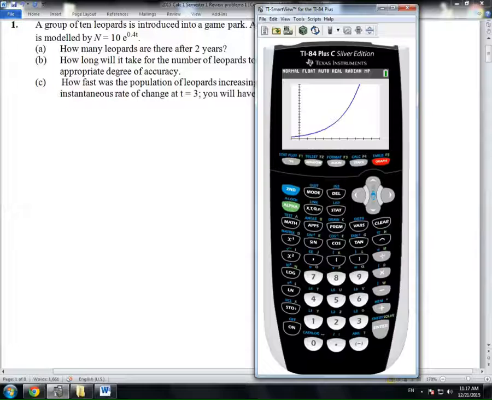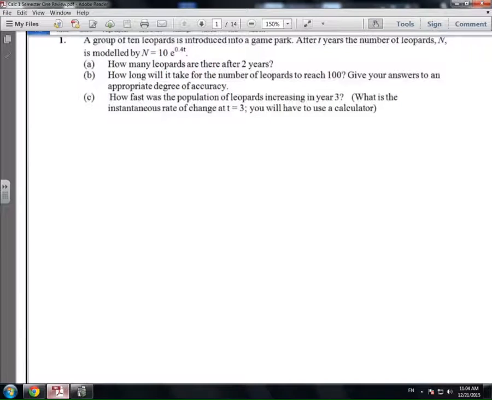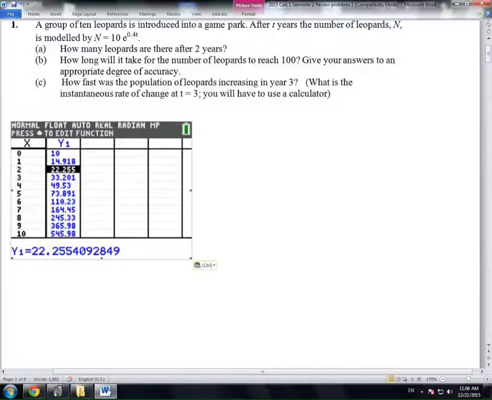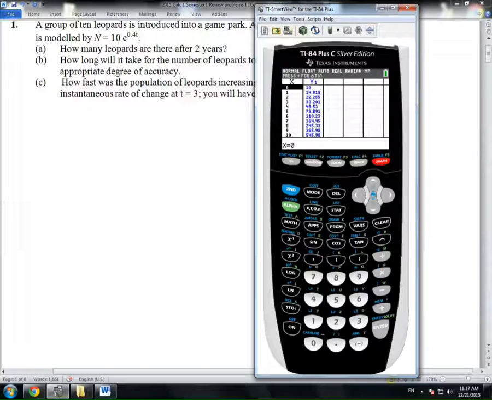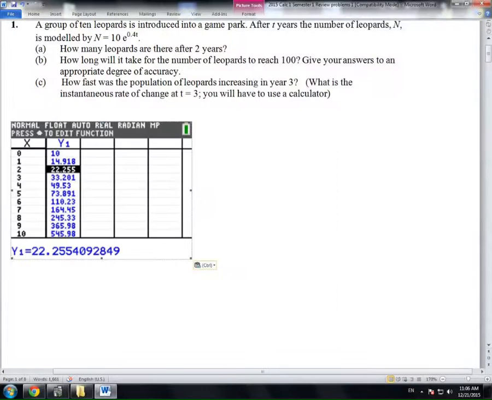And in the first case, the authors were asking for how many leopards there are after 2 years. So you can just go to your table. Once again, to get to your table, all you have to do is hit second graph, and that'll get you your table. It's going to produce a table of values that looks like this, and we can see that when t equals 2, that's the number of the population.